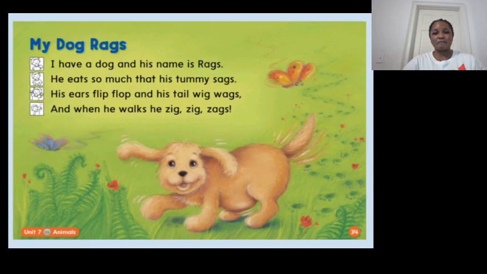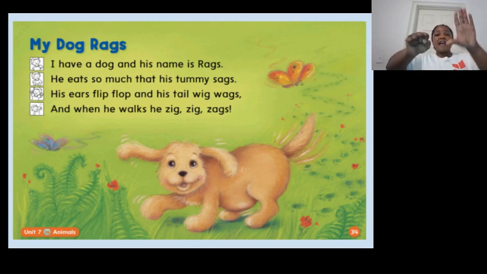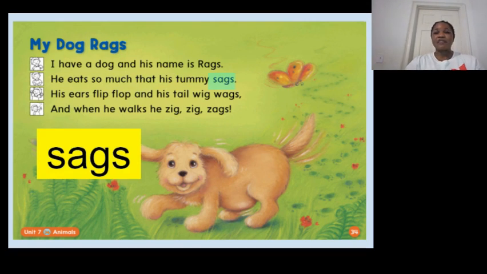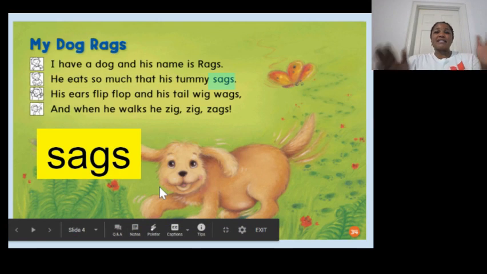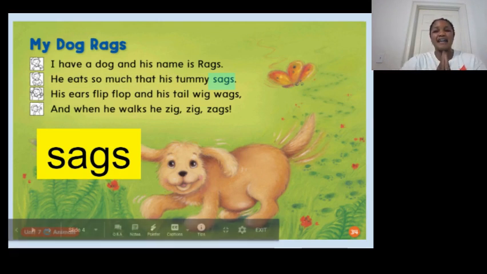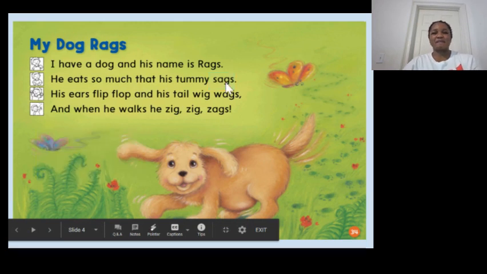Let's do another one. Eggs. Now let's blend that together by moving it closer and saying it faster. Eggs. Sags. Say, I can blend word parts. This is the word sags. And when you put it together, it says sags. Here's the word sags in our poem. Let's do another one.